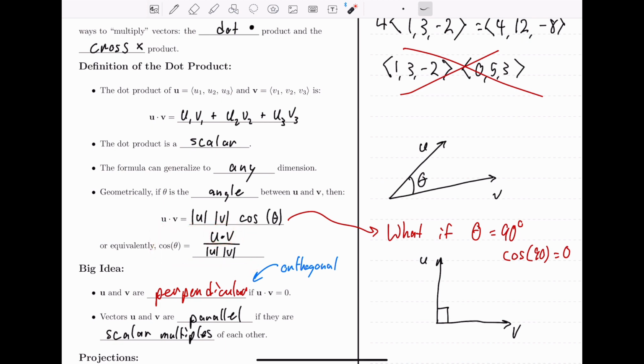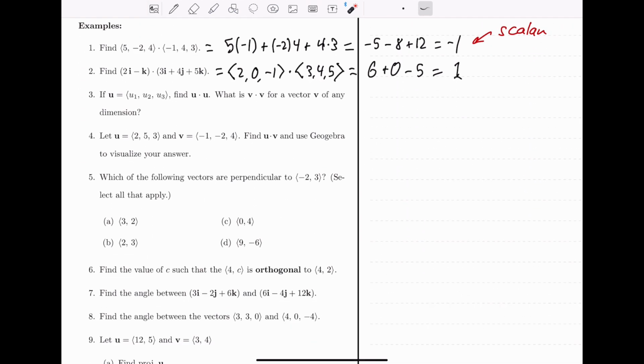We have two very important concepts with perpendicular and parallel vectors. Vectors are perpendicular if the dot product is 0. Vectors are parallel if one is a scalar multiple of the other. Let's practice more with these concepts in some further examples. Let's take a look at example 3.